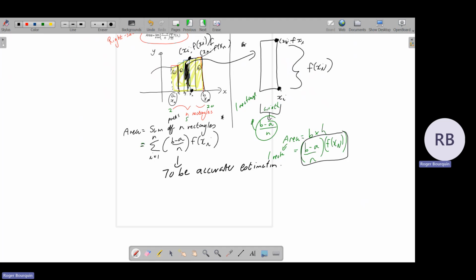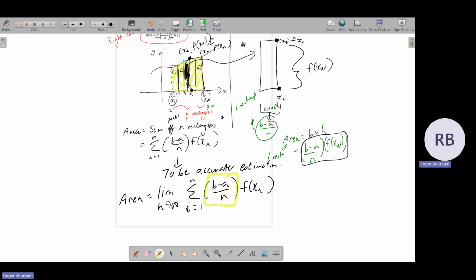Okay, what I want to do is make the number of rectangles infinite. How do we write that mathematically? Your area will be equal to the limit as n tends to infinity of the sum from i equals 1 to n of (b minus a) over n times f of xi. Now, because there are no i's in that factor, I can remove a constant from a sigma notation.